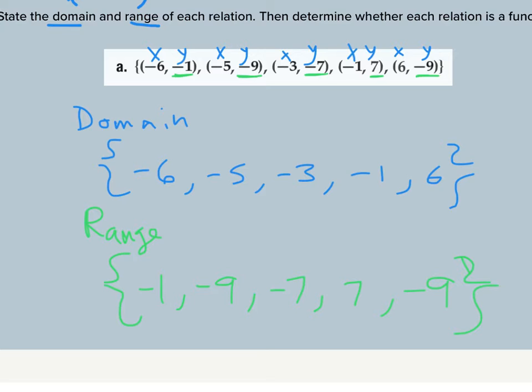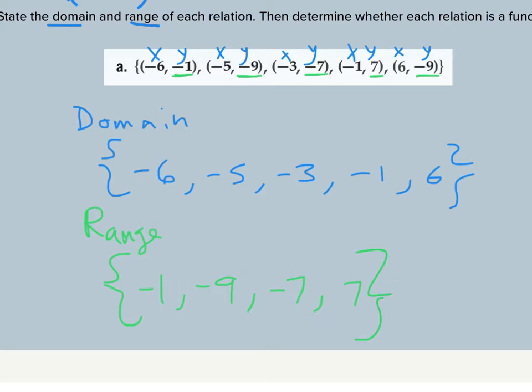Do we have any numbers that repeat in our domain or in our range? Yeah, -9. Yep, -9 repeats. So we don't need to write it if it repeats. We're going to take out that last -9. So our range is just -1, -9, -7, and 7. We don't write it if it repeats.